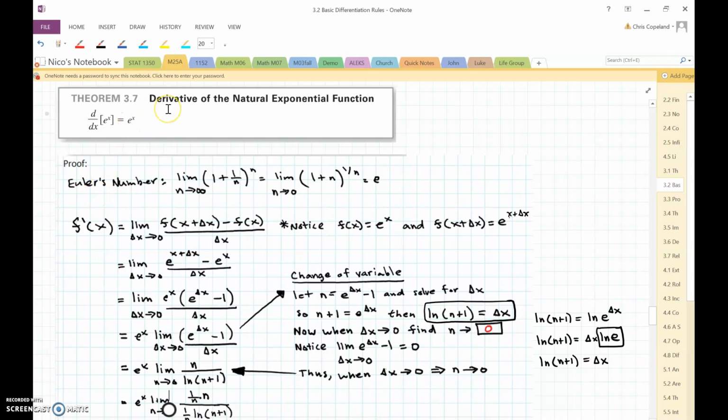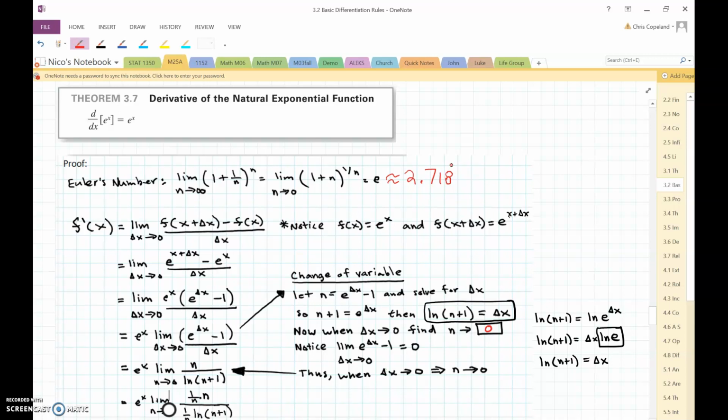In this theorem, we're going to go over the derivative of the natural exponential function. So the derivative of e to the x with respect to x is equal to e to the x. First of all, we're going to talk about Euler's number, which is e, roughly 2.718. This is an irrational number, same as pi.